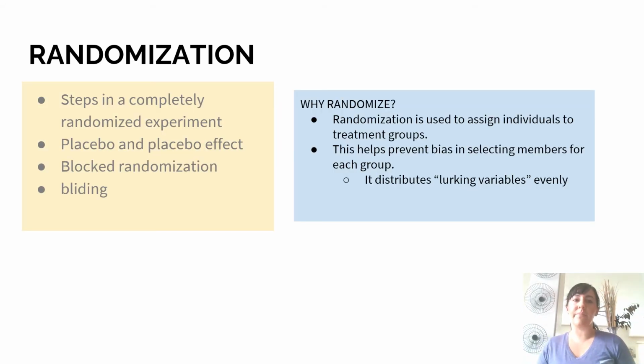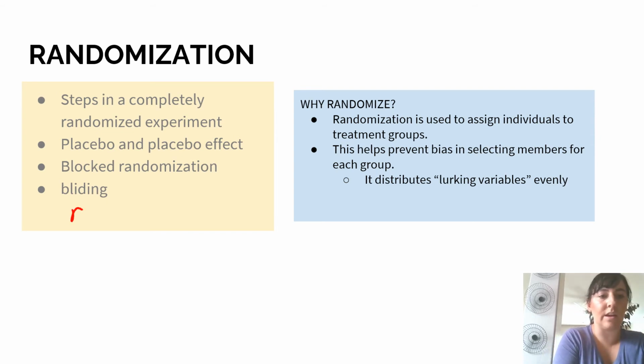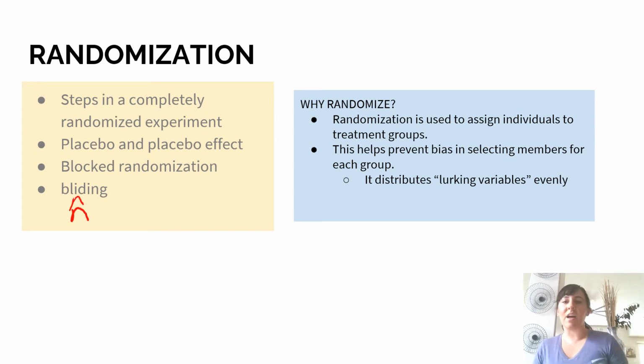Okay, so now we're done with bias, let's go on to a few more things. From here on out, we're going to look at some steps in a completely randomized experiment. Okay, so this is going to get exciting. We're going to learn how this works. And then we're going to learn about what a placebo and a placebo effect is. Okay, and then blocked randomization and blinding. Sorry, there should be an N right here, my bad. So anyway, why randomize? Why randomization? What the heck?